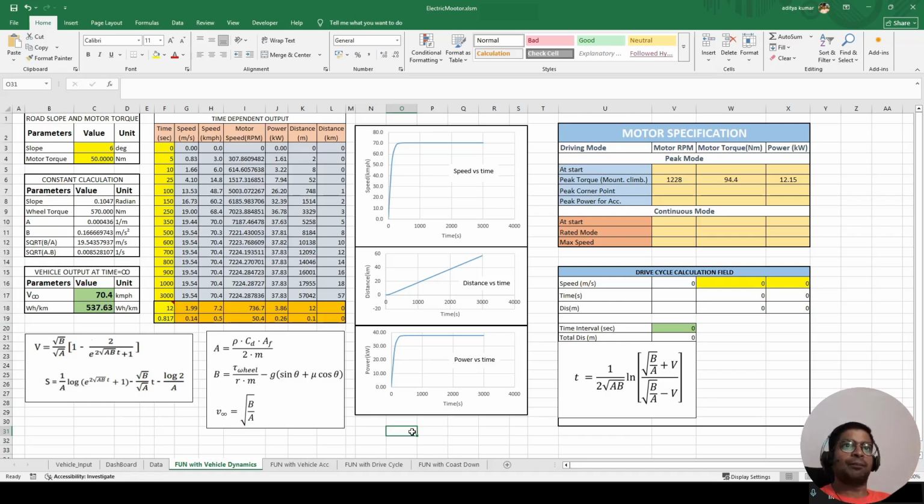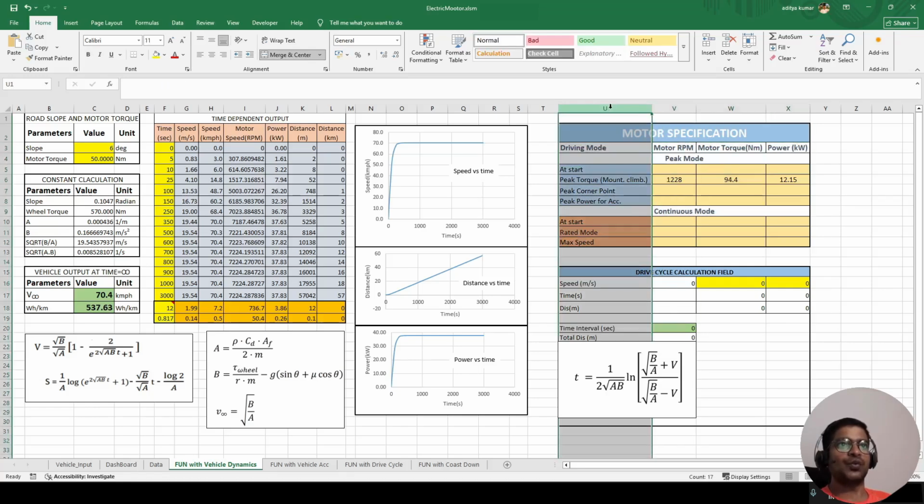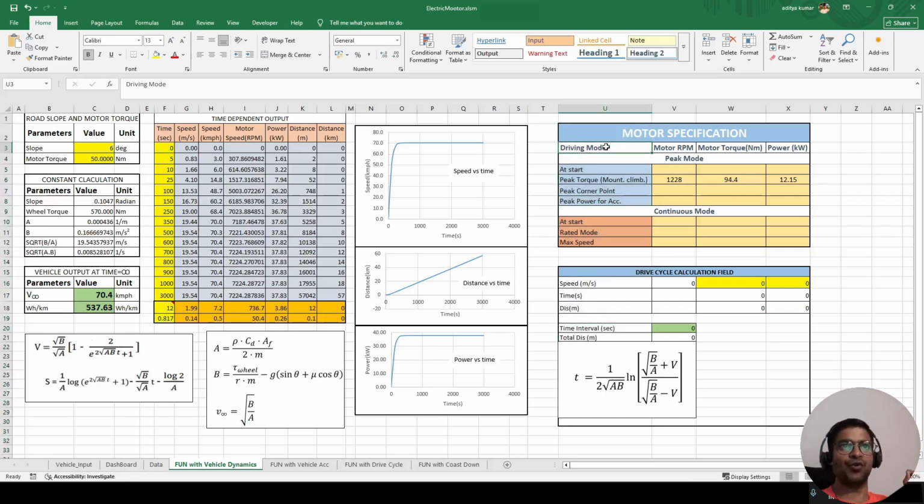So I would like you to pay attention to this region. I have defined this region as the motor specification. And if you come to column U, you can see I have defined this column as the driving mode, and then I further divided it into two modes: one is the peak mode and the second is the continuous mode of operation. So just before, I told you we can find the torque and RPM pair for each driving mode.